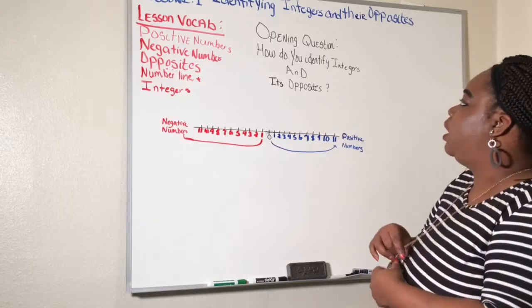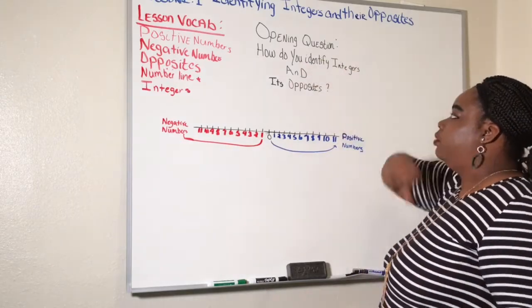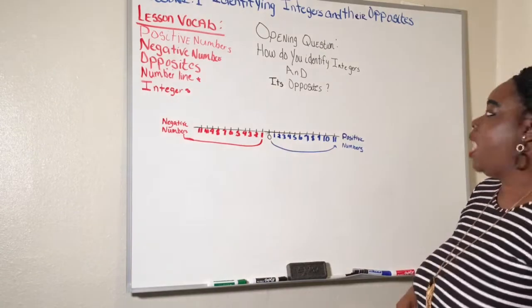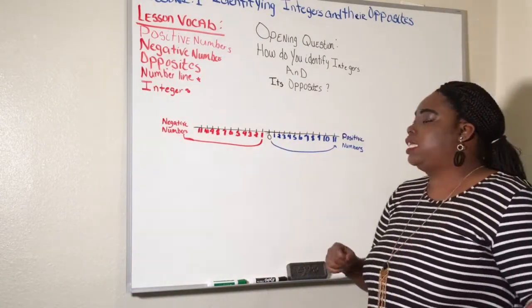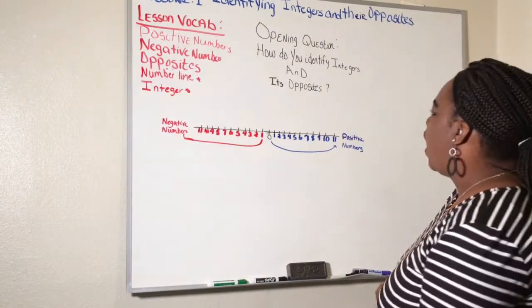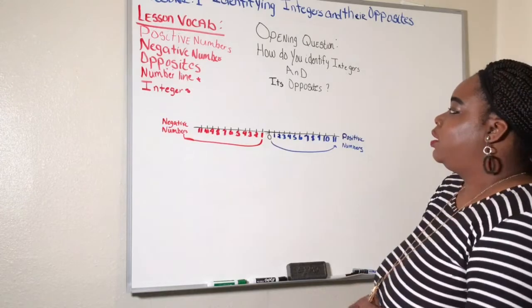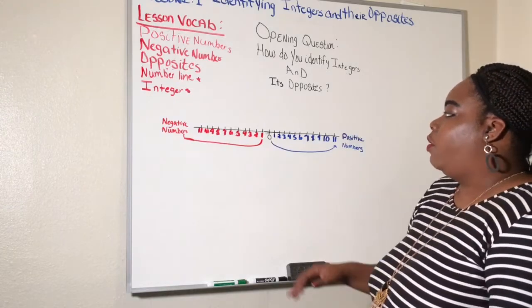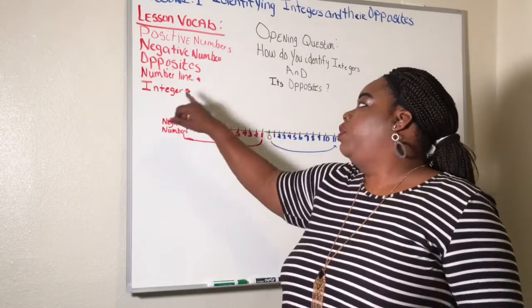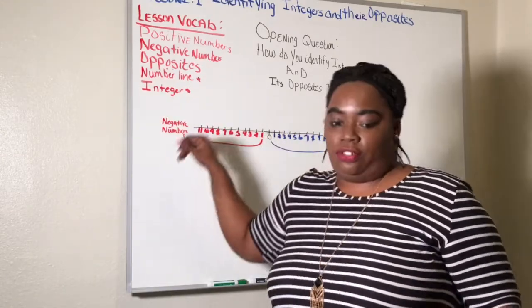As you see, I have some things on the board here. So we're going to start with our opening question. And our opening question states, how do you identify integers and its opposites? So before we can identify integers, we need to define integers, right? So we're going to go ahead and get into our lesson vocabulary, and we're going to define integers.